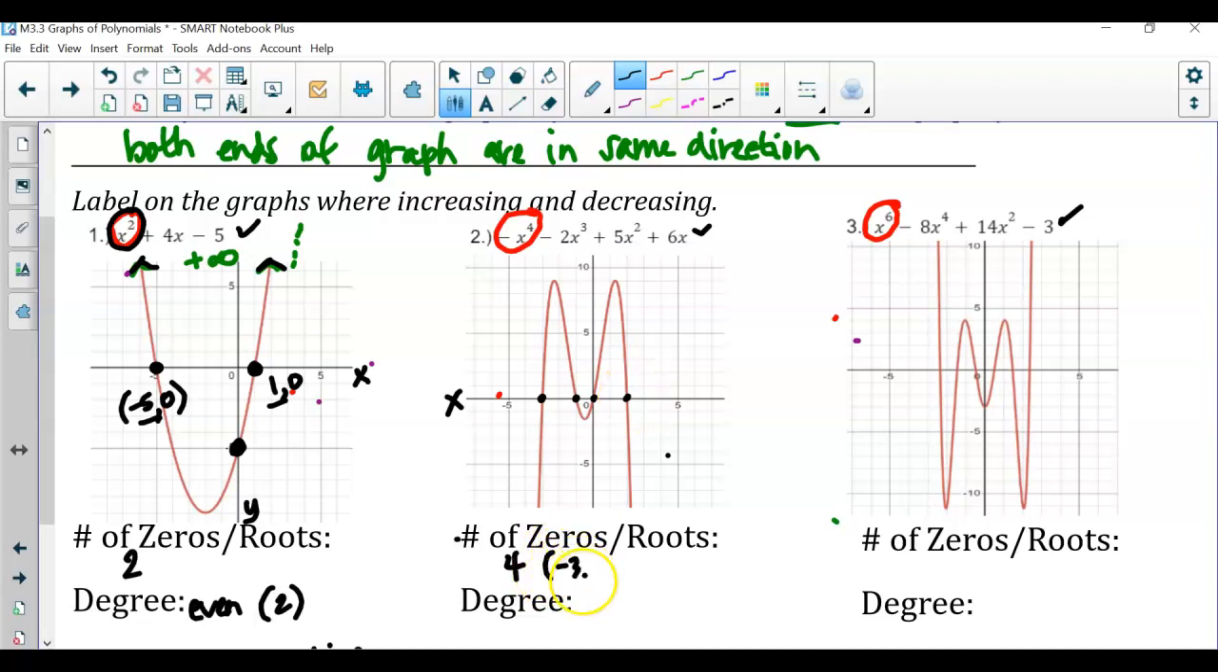at (-3, 0). We have (-1, 0). We also have (0, 0), the origin. And we also have (2, 0). And then the degree. Again, we know the degree is even because both ends are pointing the same direction. And we could also be more specific because of the equation, our degree is 4.